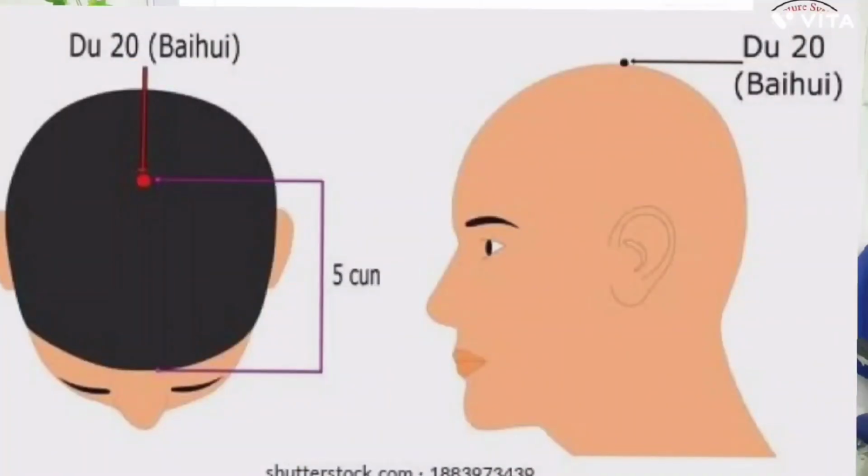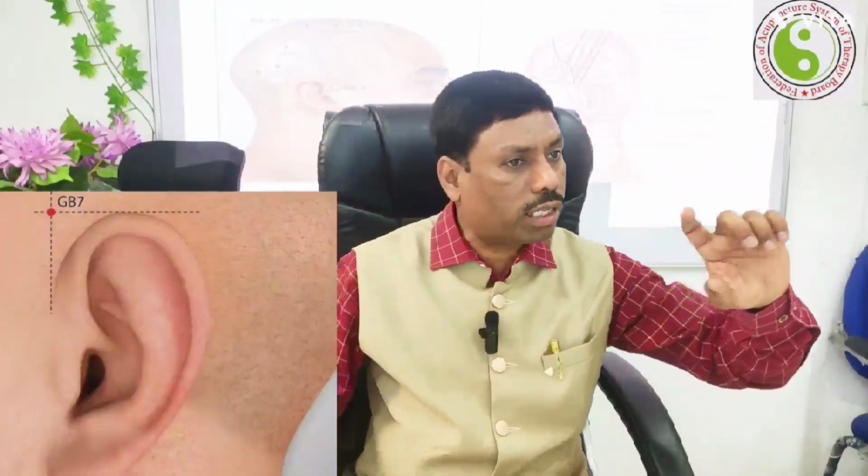In this condition, Baihui and then Qubin. Baihui and then Qubin. DU20 to gallbladder 7, you can look at the image also. DU20 to gallbladder 7 is known as the somatosensory cortex area, sensory cortex area. So what does that mean? All the pain related conditions can be treated by using that particular line.